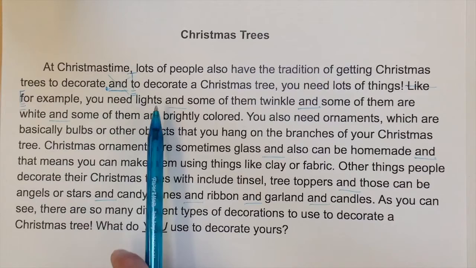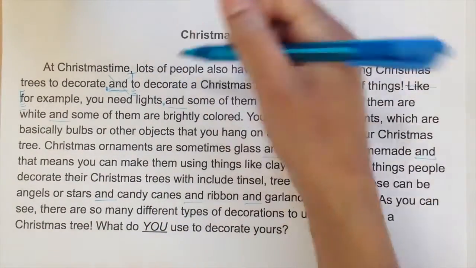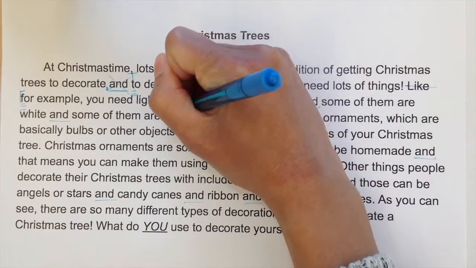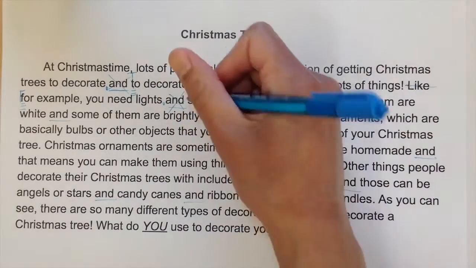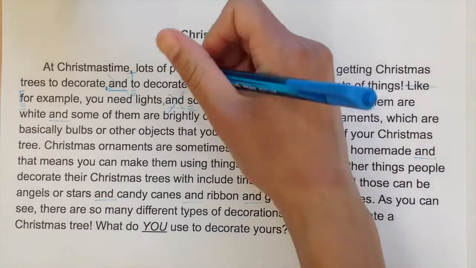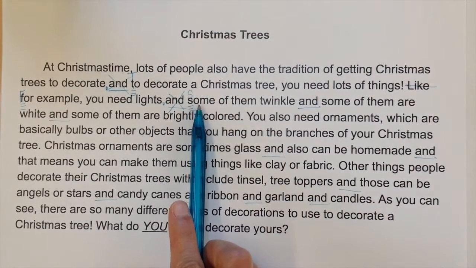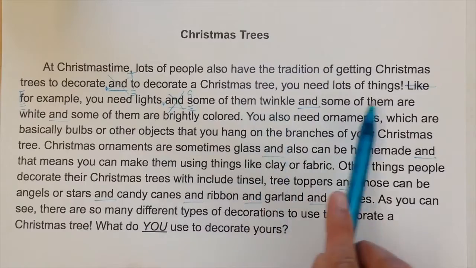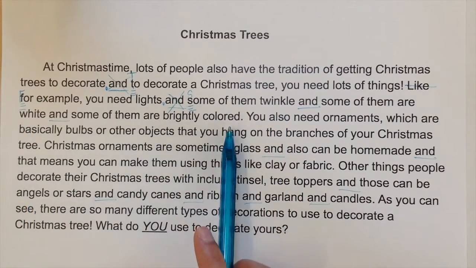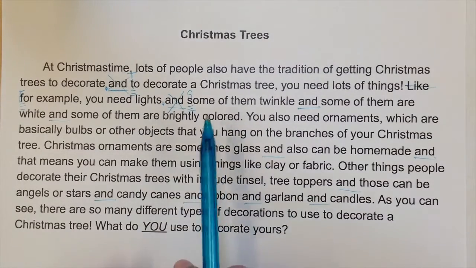So for example, you need lights, maybe a period there. And then I can replace this. Well, I can actually cross out that and then I'm going to underline that S because it's the beginning of my sentence now. So now I have a capital S, and let's see if this makes sense. Some of them twinkle, and some of them are white, and some of them are brightly colored. Okay, so I still have a couple of ands, and I think I can get rid of one of them.